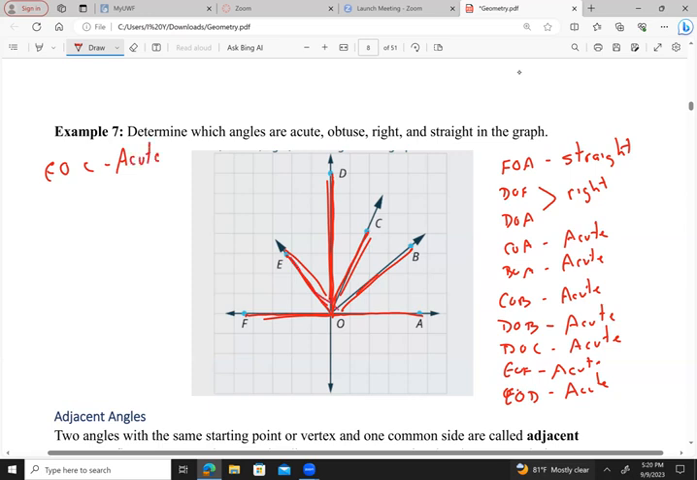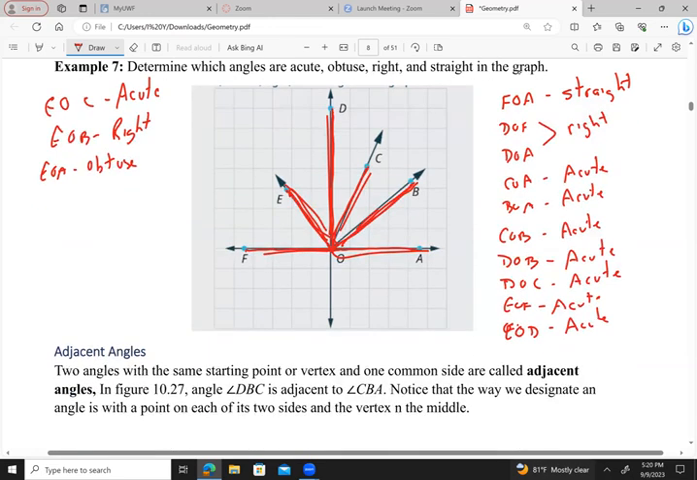EOB, it looks like it might be a right angle. So I'm going to call it a right angle. And then EOA is obtuse. Okay.